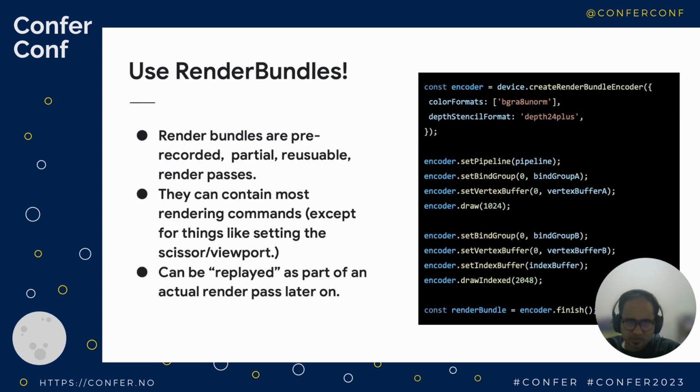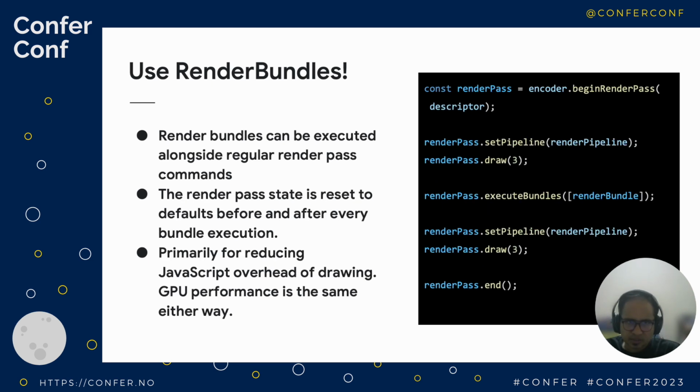Also, render bundles. We did talk about them a little bit. Render bundles are pre-recorded, partial, reusable render passes, kind of like modules. You can reuse them and replay that part of an actual render process later. Render bundles perform best when you have something that you are drawing every frame that only varies by the contents of your bind group resources. These can be executed alongside regular render pass commands, and the pass state is set to defaults before every bundle execution.